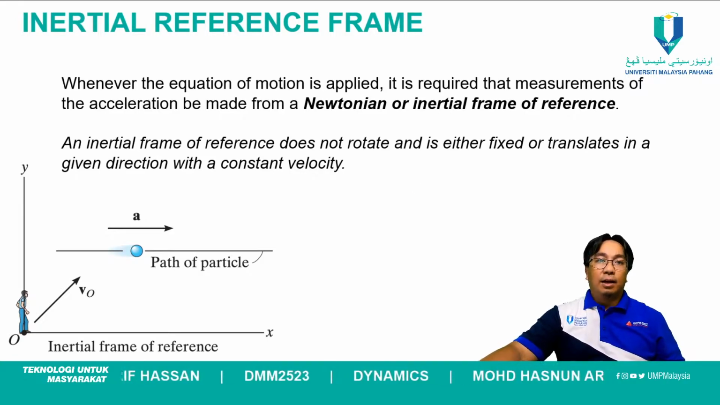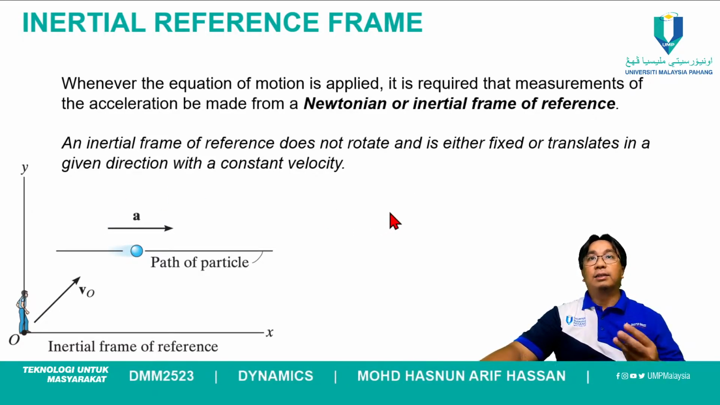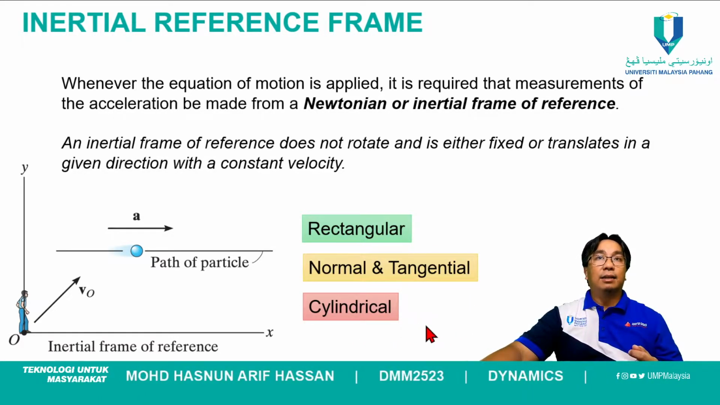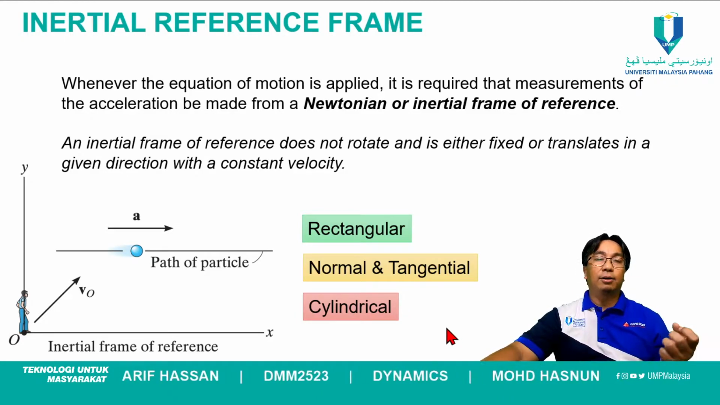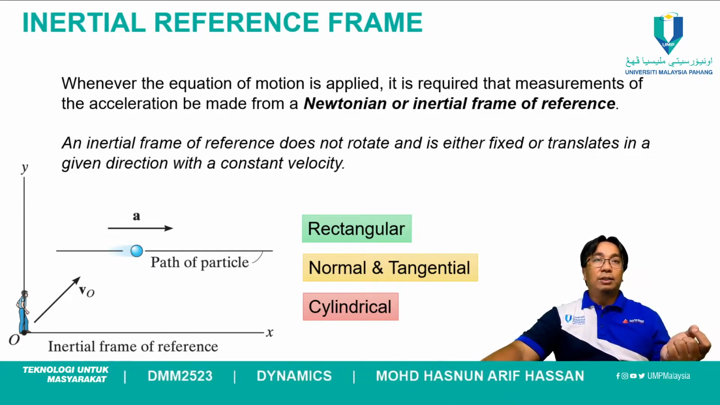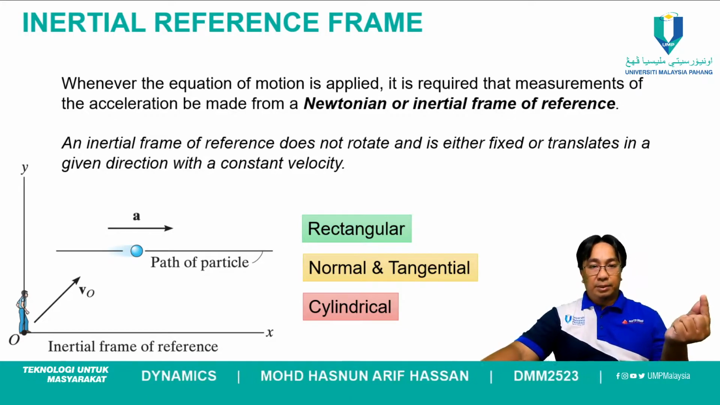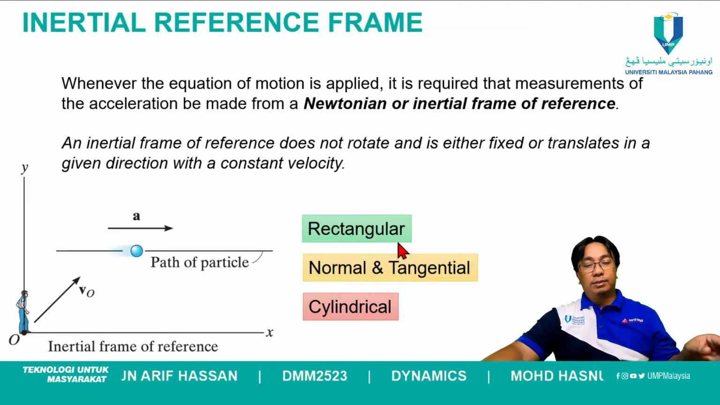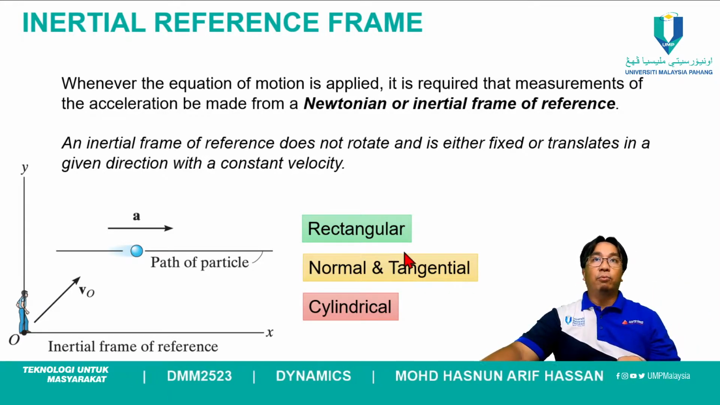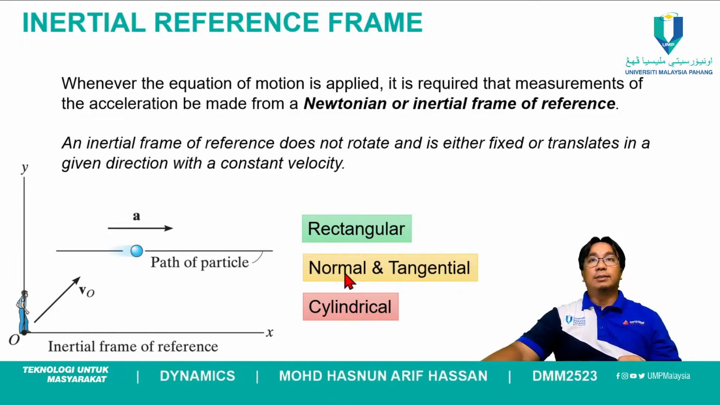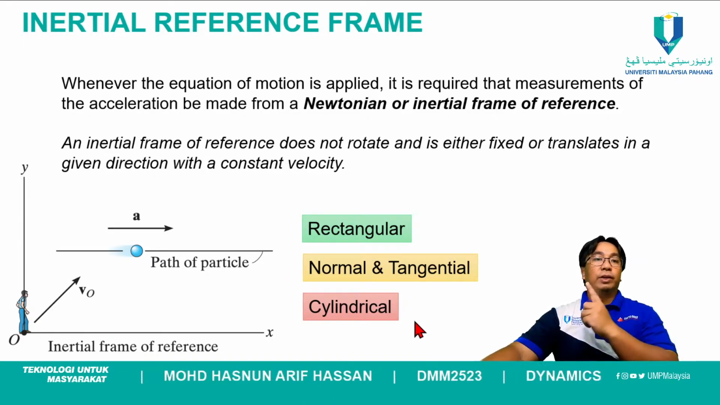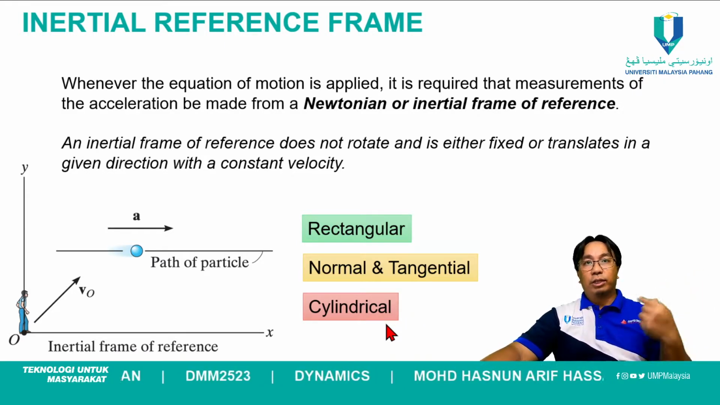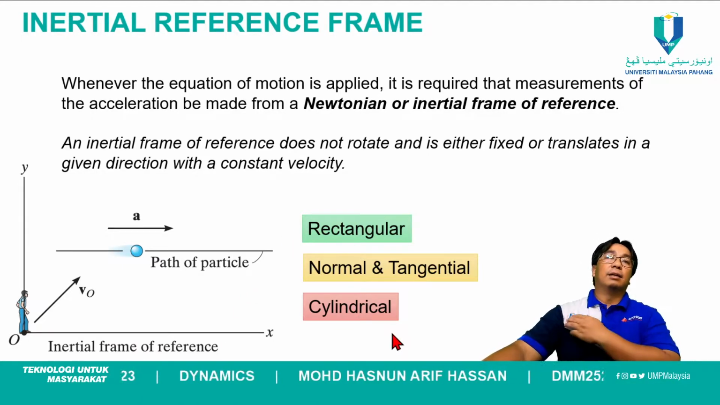Good. We have learned three coordinate systems: rectangular, normal and tangential, and cylindrical, depending on the situation. If the problem involves rectilinear, straight line motion, we will use the rectangular coordinate system. If it is curvilinear motion, then normally we will use the normal and tangential coordinate system. If it is moving in a helical motion, 3D rotation, then we will use the cylindrical coordinate system.